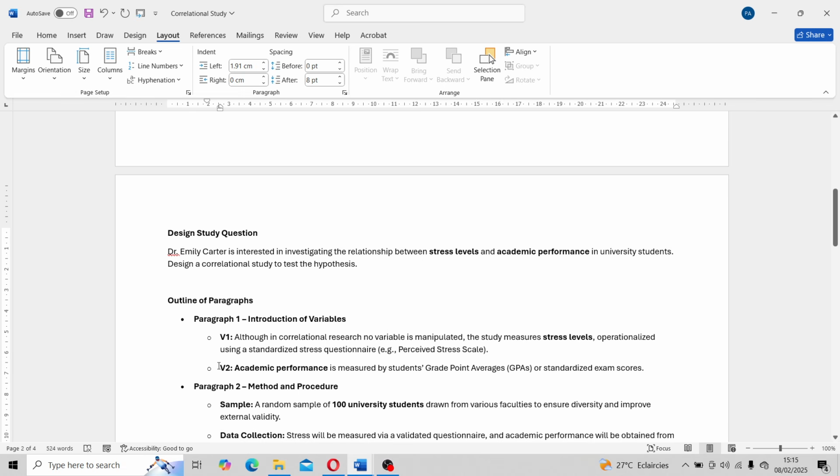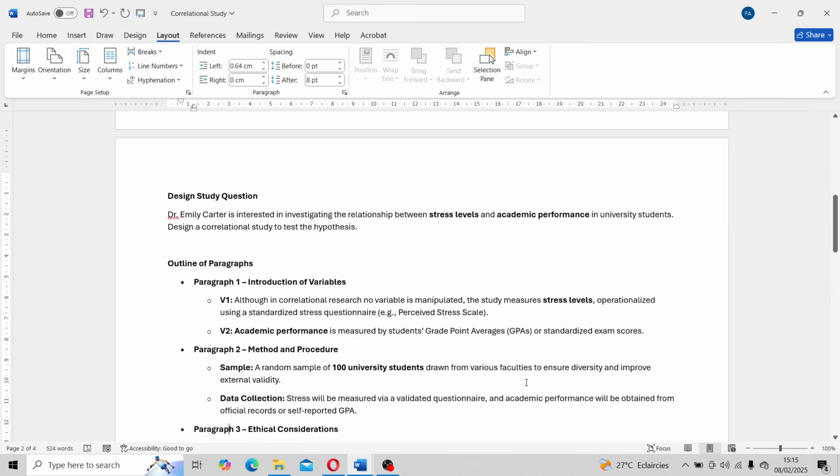Now, variable two is the academic performance. What do you mean by academic performance? It can be a score. It's measured by the student's grade point average, that is GPA. If you're a university student, you might understand GPA better. Or maybe you give them a test to measure it. That depends on how you want to go about it.